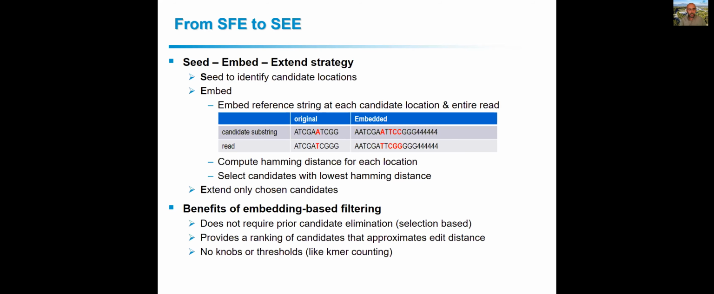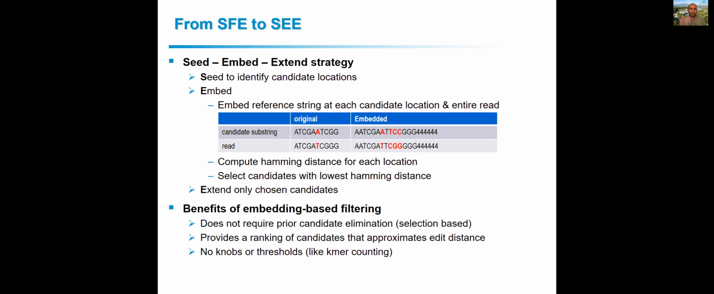Some of the key aspects of this embedding-based filtering, which are interesting, is that the first thing is that it does not require prior candidate elimination. So the embedding-based approach is actually a selection-based filtering. In fact, you're selecting, it provides you a way to rank the candidates, which is the second point, allows you a way to rank the candidates based on their approximation of edit distance.